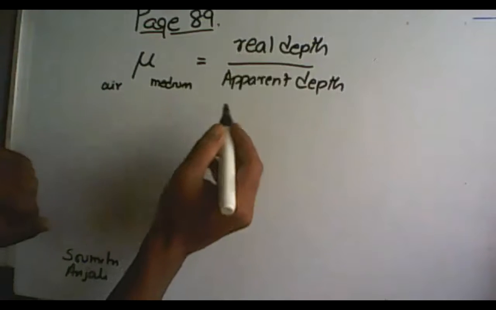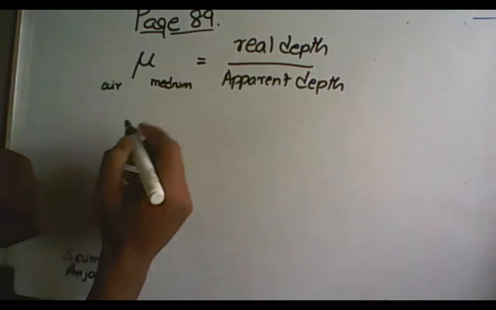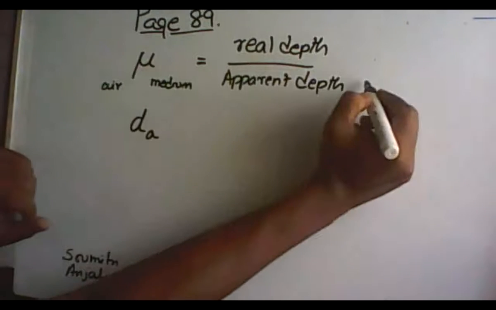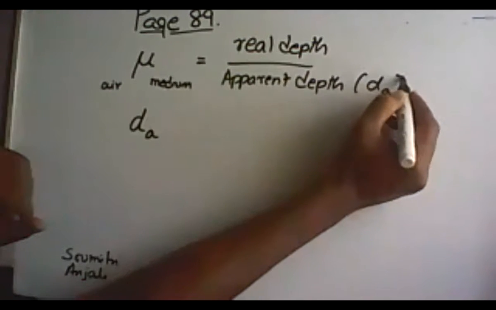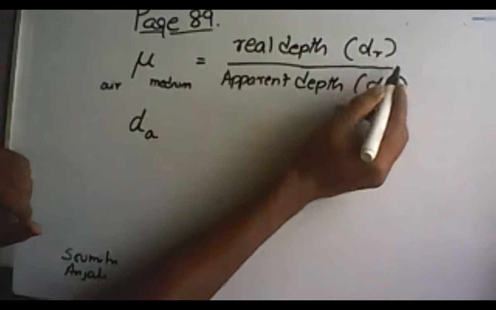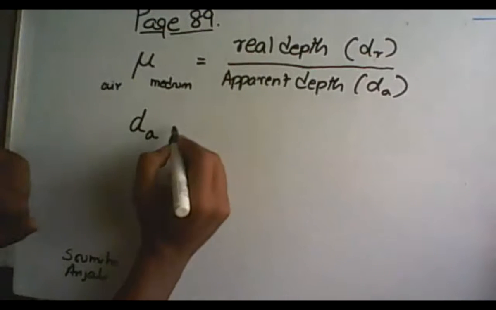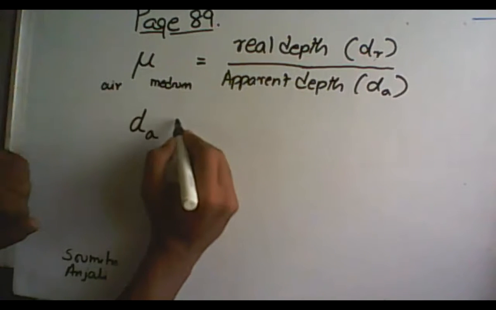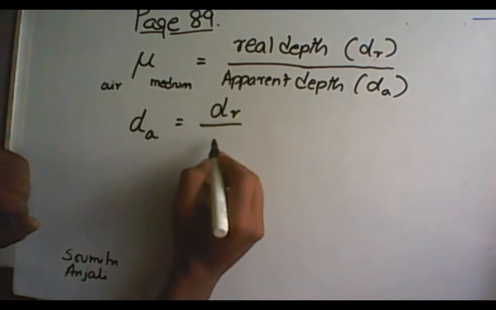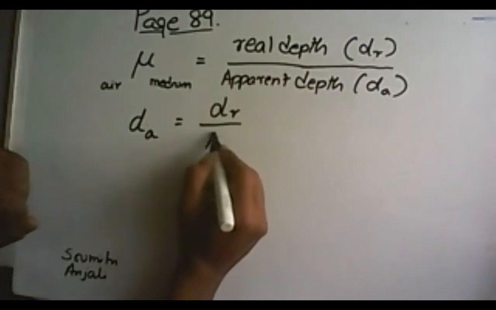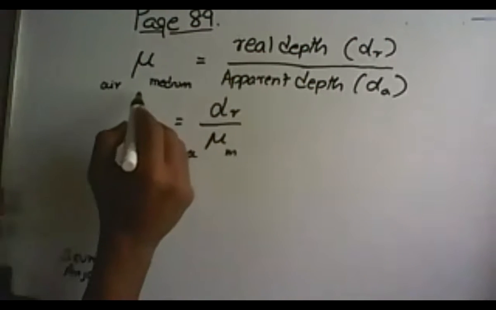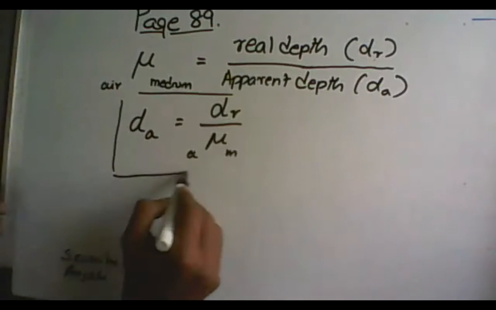And so now you can also rearrange this equation to say apparent depth. So I'm going to write apparent depth and real depth like that, otherwise I'll have to write the whole thing down again. The apparent depth can then be found by dividing the real depth by the refractive index from air into the medium. So this is one useful form of the equation.